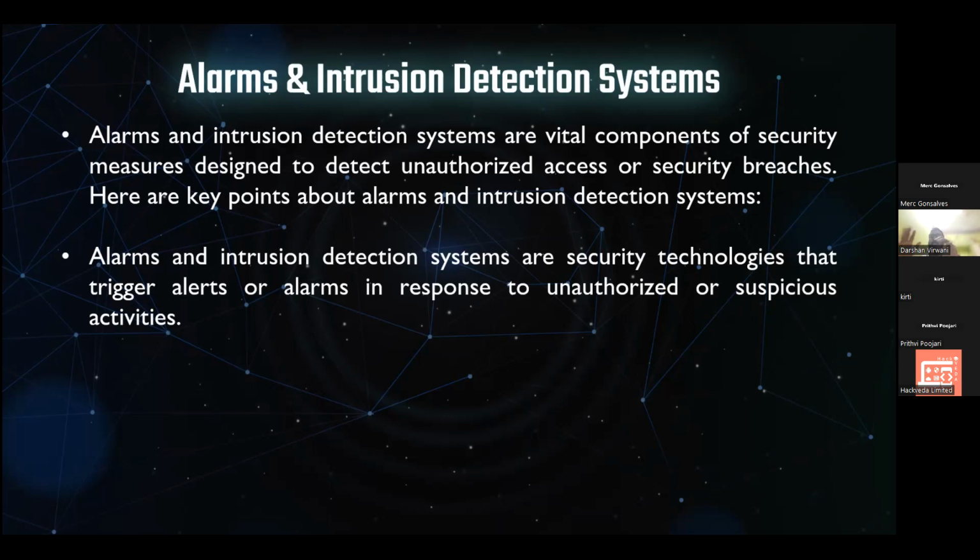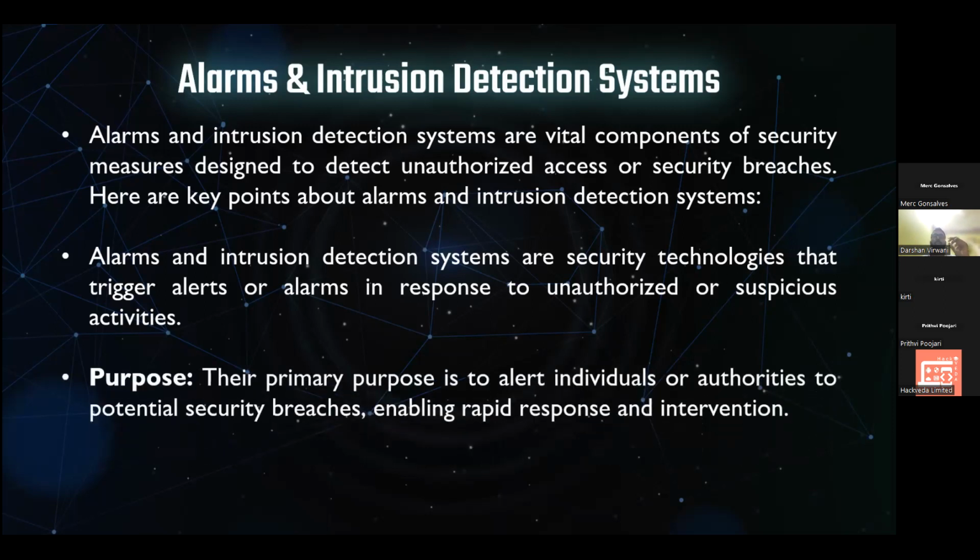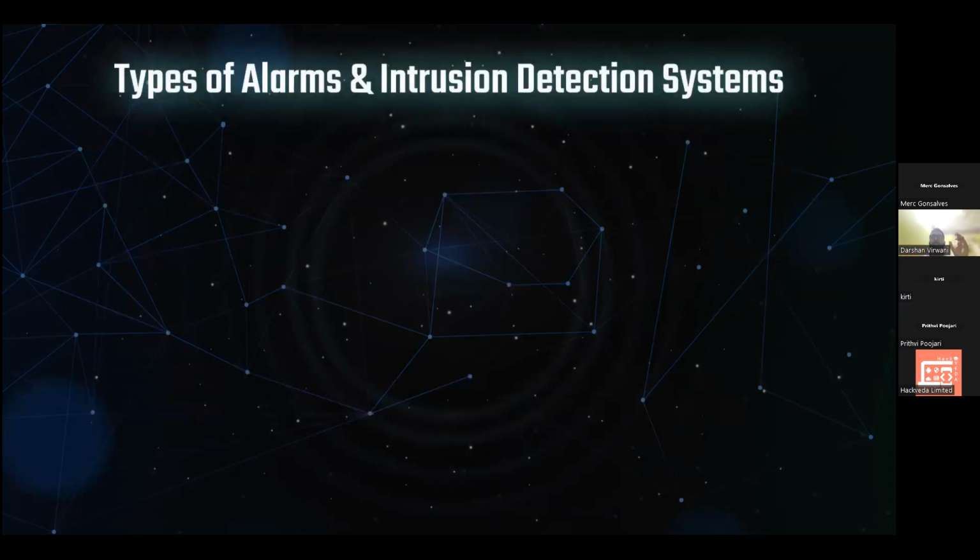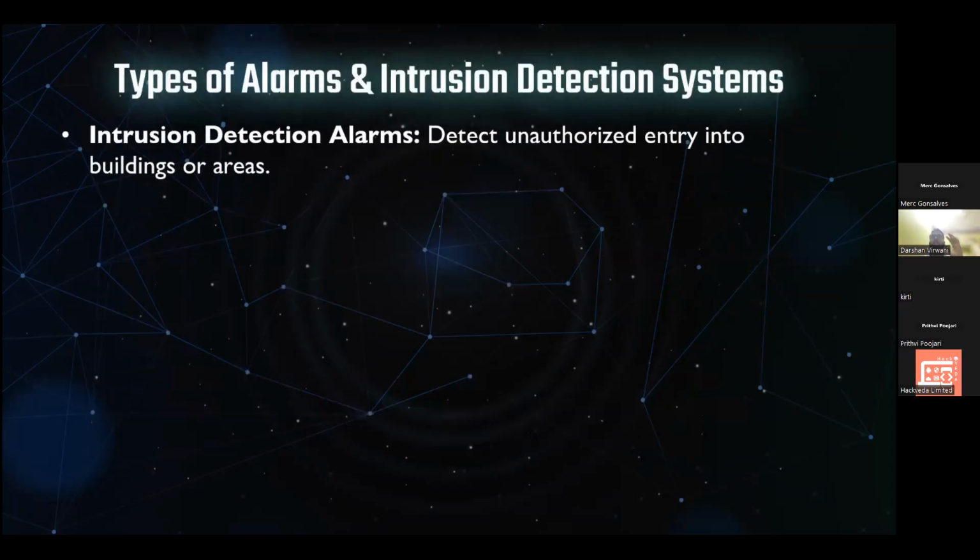The alert will be sent to the security administrator, and action will be taken. So, what is the purpose? The primary purpose is to alert authorities about security breaches to enable rapid response and intervention. So now we will see the types of alarm systems and intrusion detection systems.